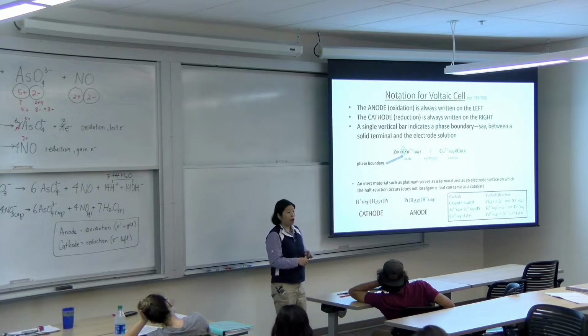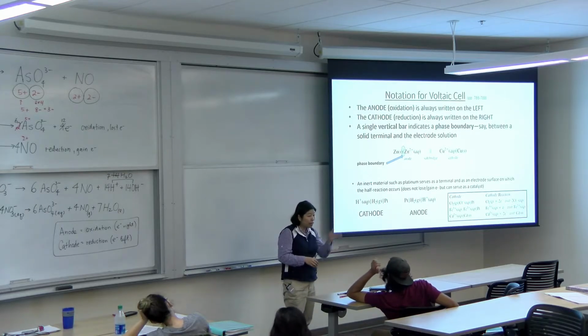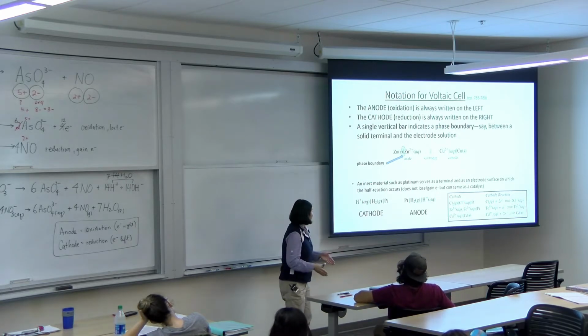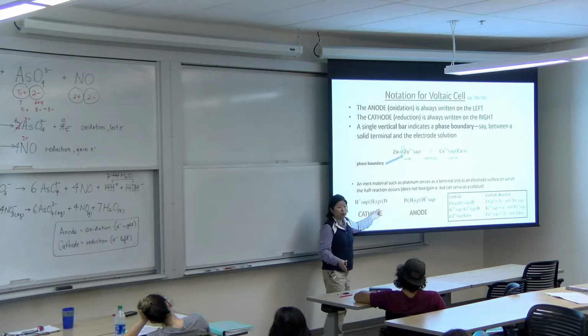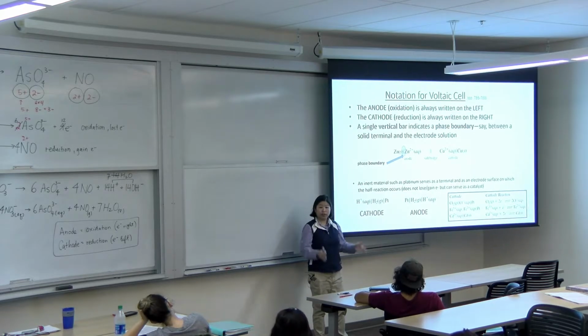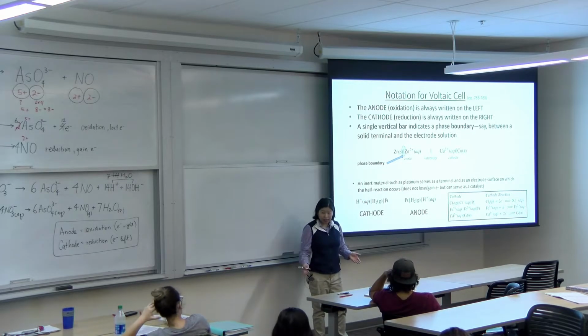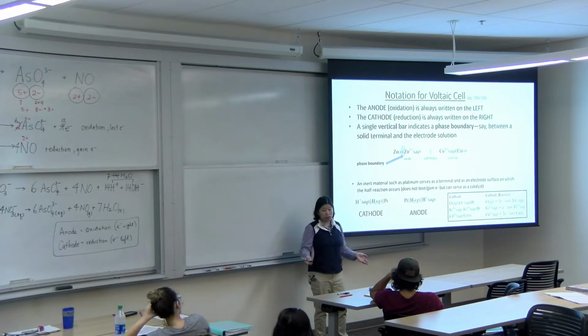Okay? Now, in the previous example, the zinc is a plate and the copper is a plate. So you have a solid surface where the reaction is happening already, right? But if you have H+ and H2, is there a solid surface for this reaction to happen? There isn't, right? H2 is a gas. H+ is ions in solution. So you need a surface on which this reaction can happen.